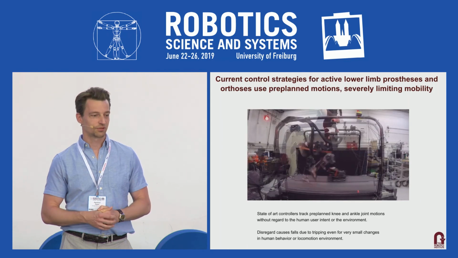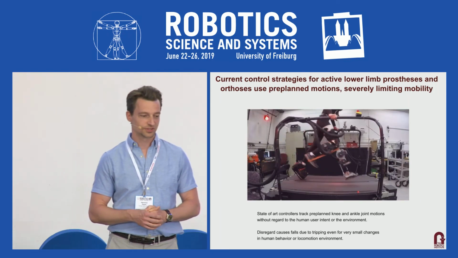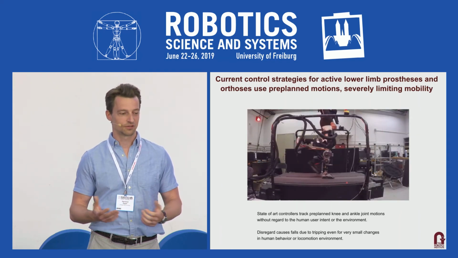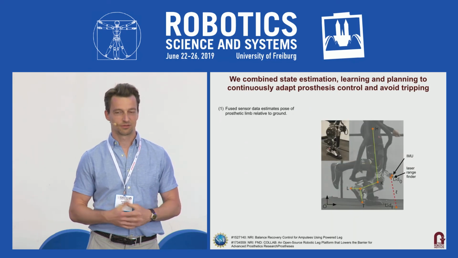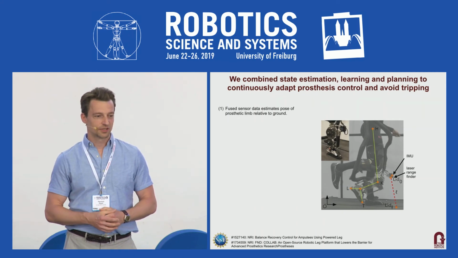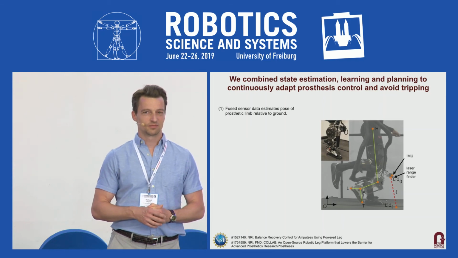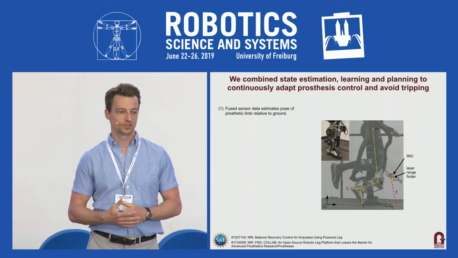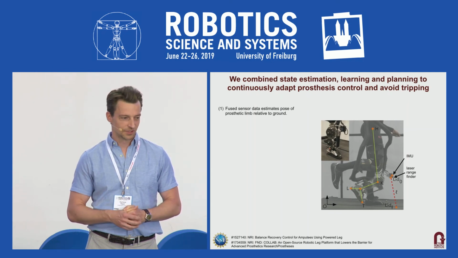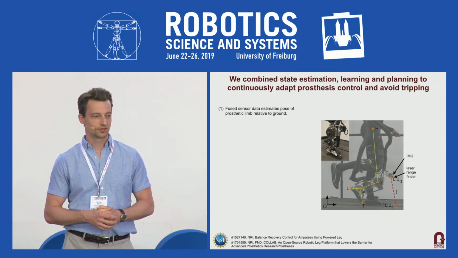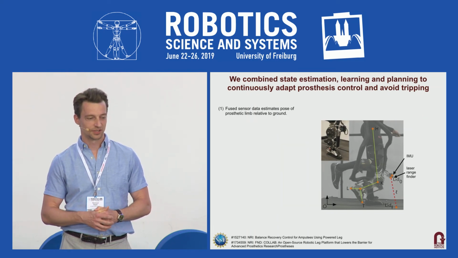State-of-the-art are controllers that track pre-planned knee and ankle joint motions without regard to either the human user intent or the environment, with fatal consequences such as quick tripping. We combined state estimation, learning, and planning to try to overcome this limitation, and in this particular example, continuously adapt the prosthesis control to avoid tripping. For that, we first fused sensor data to estimate the pose of a prosthetic limb relative to the ground based on an IMU and a laser rangefinder.